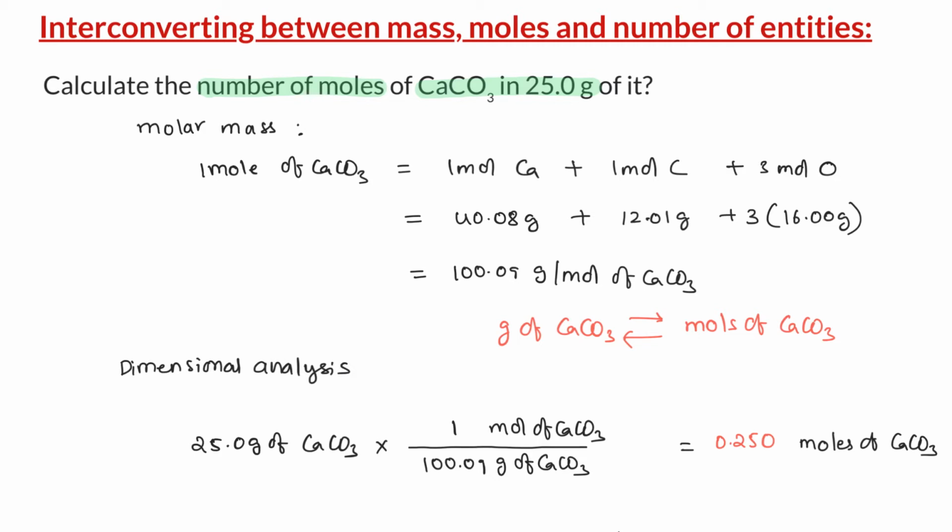Note that the grams of calcium carbonate and grams of calcium carbonate get cancelled and we have moles of calcium carbonate as the leftover units. So it is important that you keep all the units when doing calculations. That way, if you have made any mistake, you would end up with wrong units and that would trigger you to go back and check your solution again.